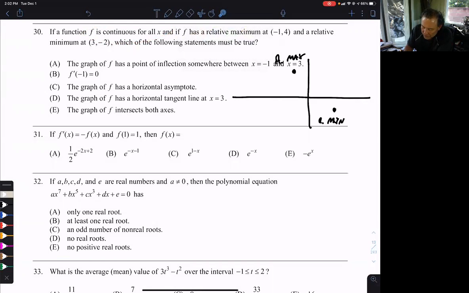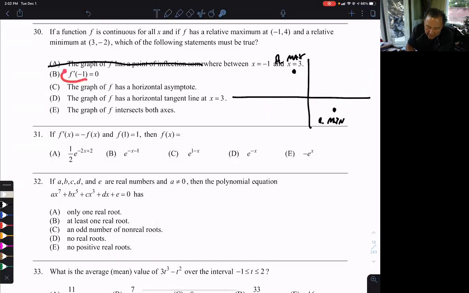Do you have to have an inflection point between these two, between -1 and 3? And some might say yes, because there's a relative max, there's a relative min, so somewhere it changed from concave down to concave up, right? You might think that, but can't it be straight lines? And since straight lines don't have concavity, there's no inflection point because concavity doesn't change. So be careful about the assumptions you make about what the graph looks like. So A does not have to be true. It could have, but it doesn't have to be.